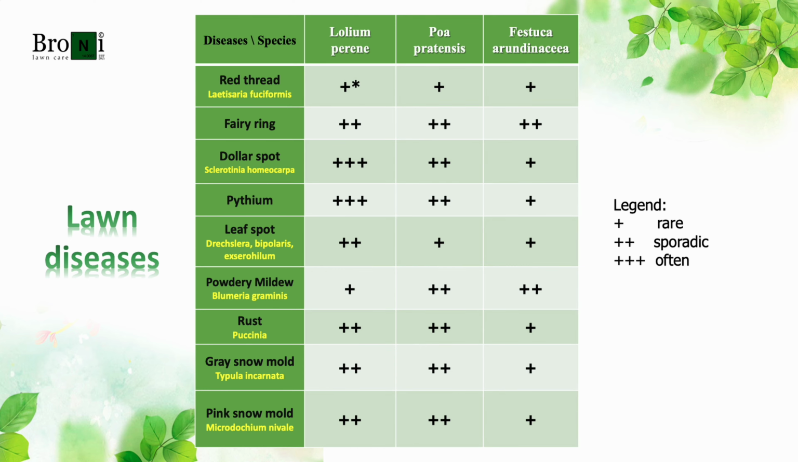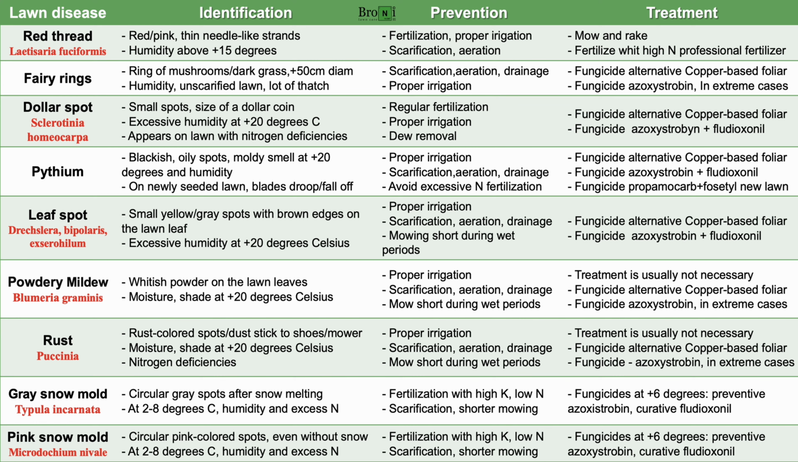Today, I'm going to help you identify these diseases more easily, and for that, I've prepared two tables. The first table presents the 9 most common lawn diseases, along with the grass species in which they can appear. In the next table, we'll talk a bit more in detail about lawn diseases. We'll divide it into 3 parts: identification, prevention, and treatment of the 9 diseases mentioned earlier.